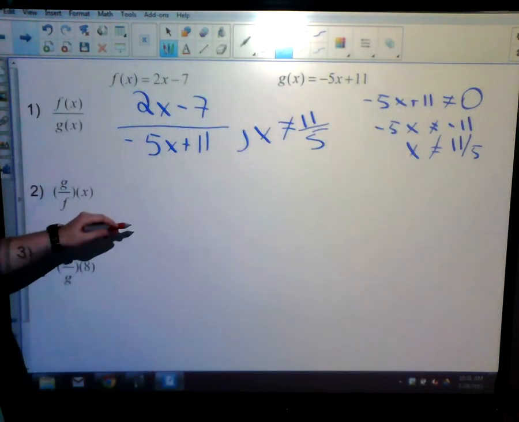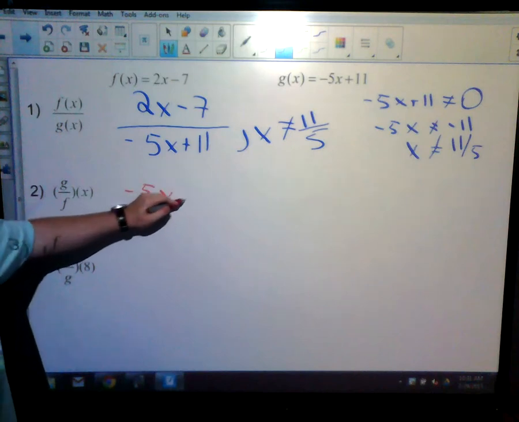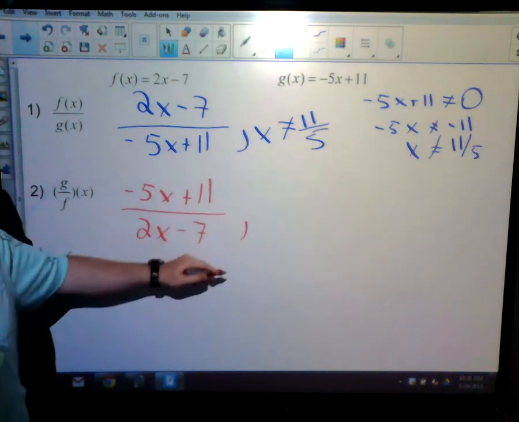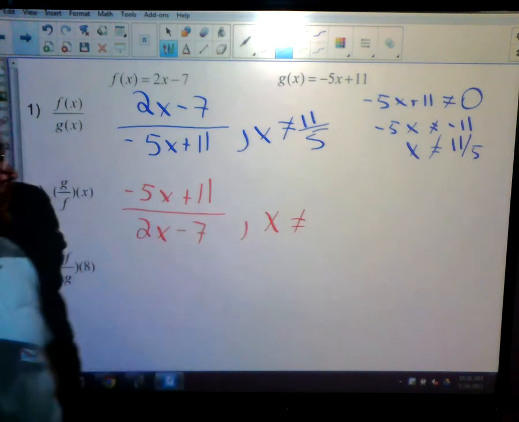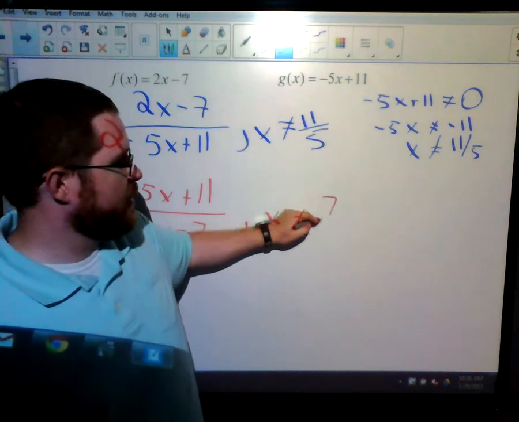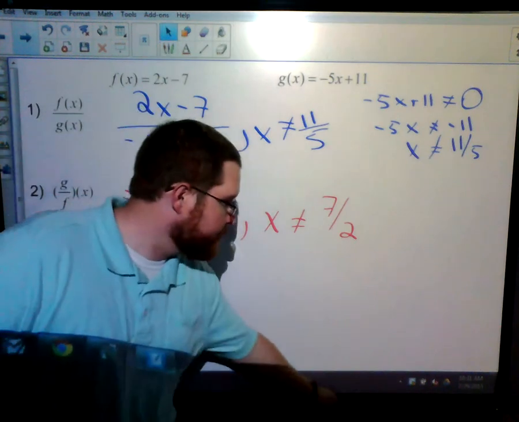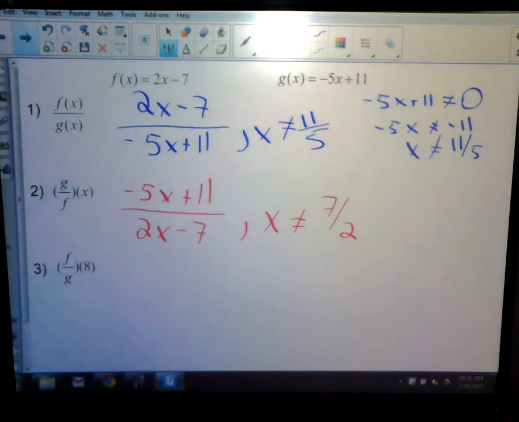G over f of x. So negative 5x plus 11 over 2x minus 7. What can x not equal this time? Well, if you set the bottom equal to 0, you would get 7 halves. What's my restriction? X can't equal 7 halves. For the third one, I really don't have a restriction.